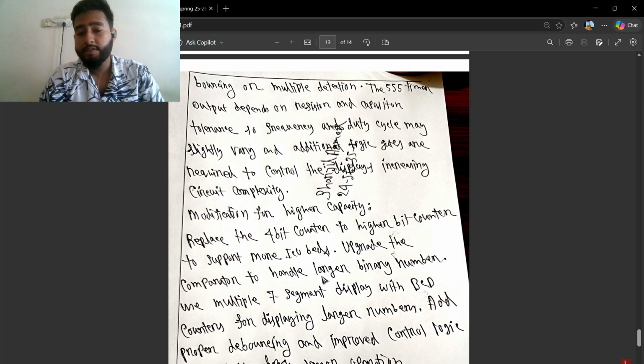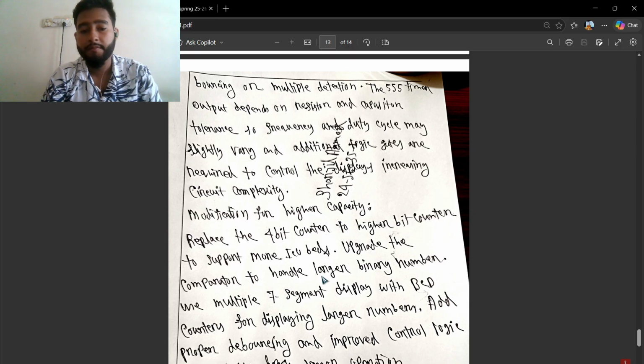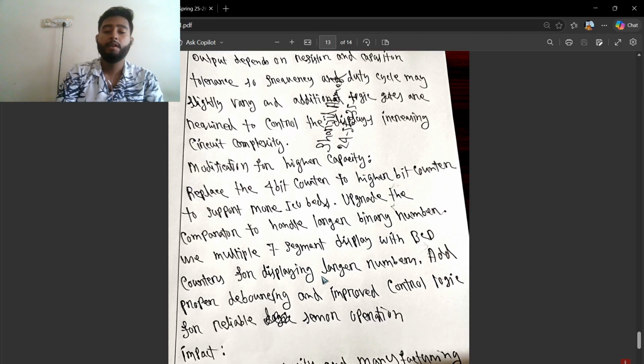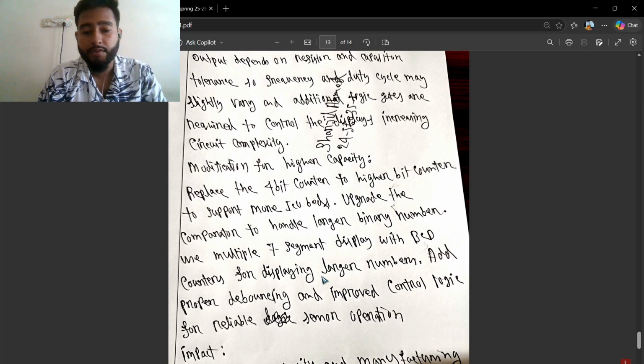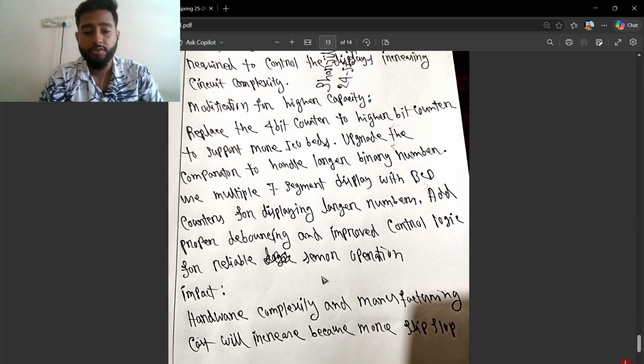So what is the modification for higher capacity? We replace the 4-bit counter with a higher-bit one, like 8-bit or more, so that it is future-proof and we can upgrade it later. We also use multiple 7-segment displays with BCD counters for displaying larger numbers, and add proper debouncing and improve control logic for reliable sensor operation.